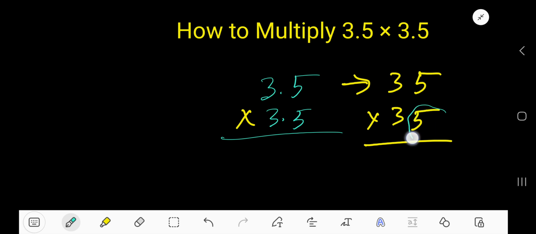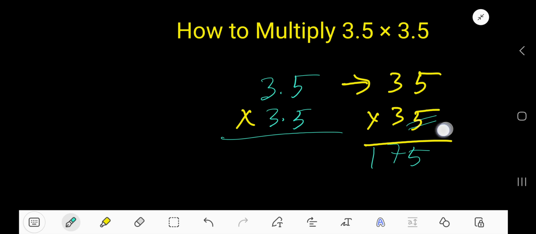Let's start with this 5. 5 times 5, 25. Write 5 and carry 2 to the next column. Then 5 times 3, which is 15, 15 plus 2, 17. Write 7 here and 1 to the next column. But there is no digit here, so 1 will come here. Right? So we have done with 5.